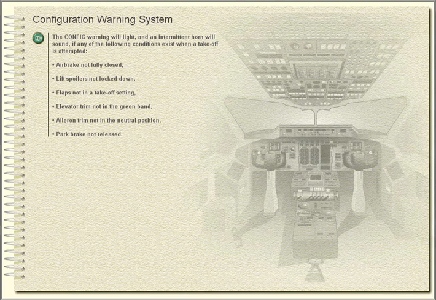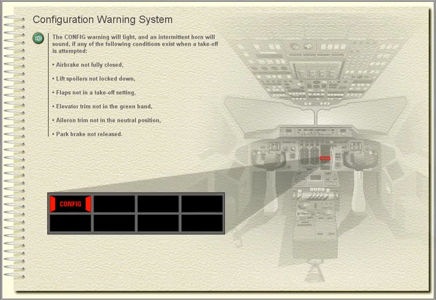Configuration warning system. The configuration warning will light and an intermittent horn will sound if any of the following conditions exist when a takeoff is attempted: air brake not fully closed, lift spoilers not locked down, flaps not in a takeoff setting, elevator trim not in the green band, aileron trim not in the neutral position, park brake not released.